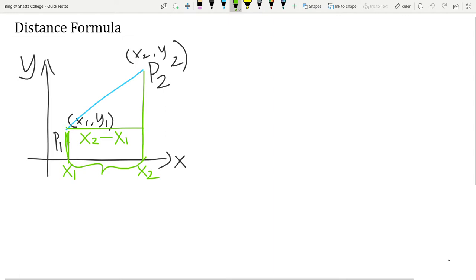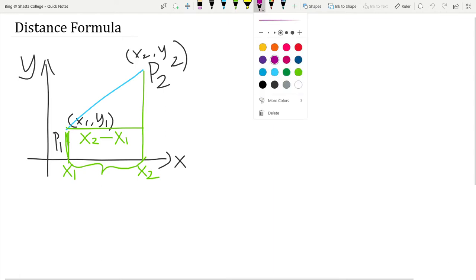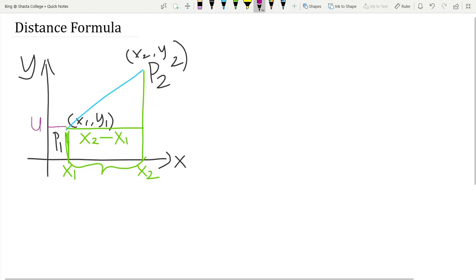Okay, so now let me use a different color. Similarly for the y-coordinates, this will be y1 and this will be y2, and the length of this segment would be y2 minus y1.